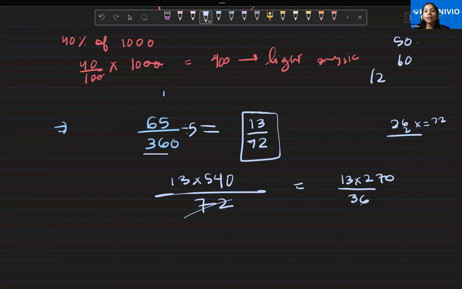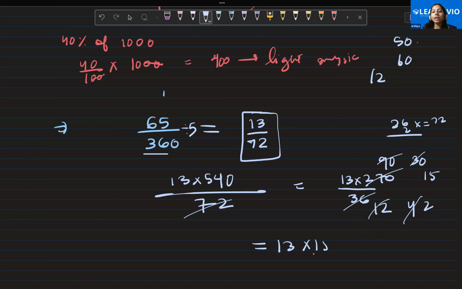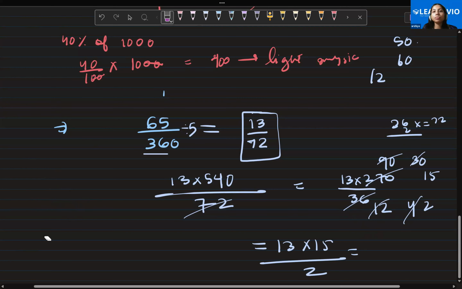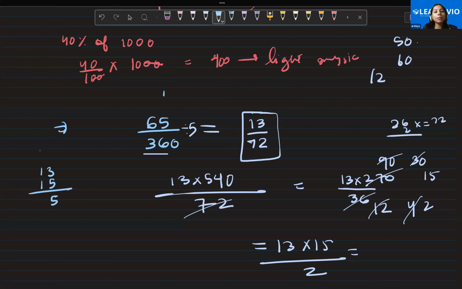Let's divide it by 3. 3 12s are 36 and this will be 90, right? Again, 3 30s are 90 and 3 4s are 12. Again, 2 and 15. Now 13 into 15 upon 2. So I'll have to multiply 13 and 15. Five threes are 15, balance 1, 5 ones are 5, 6, and then 13, 5, 9, 195 upon 2.